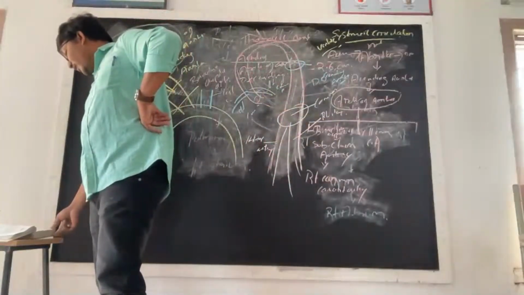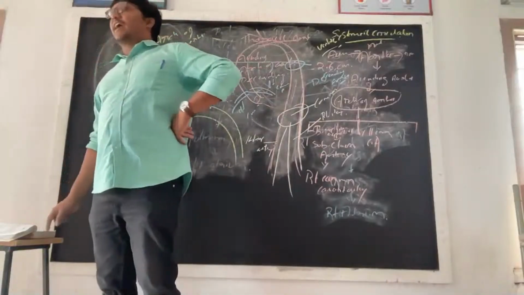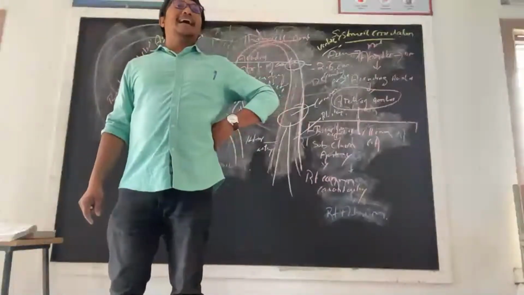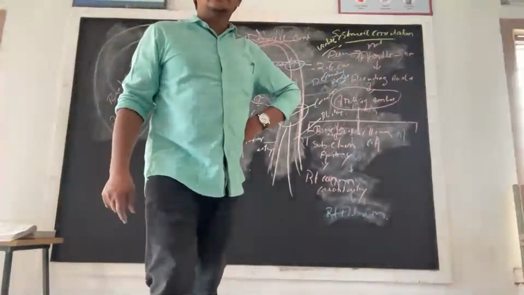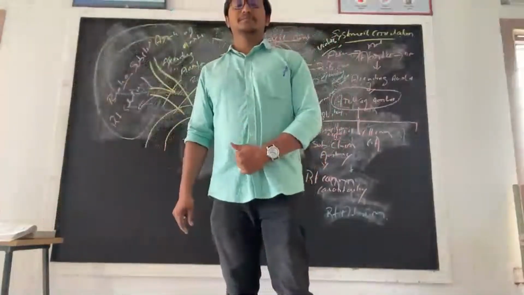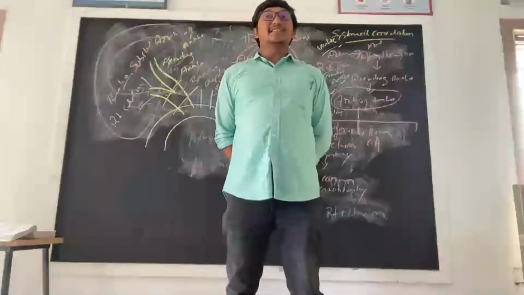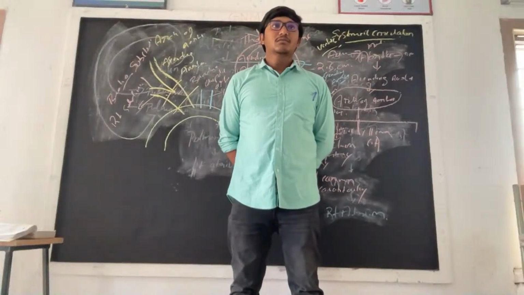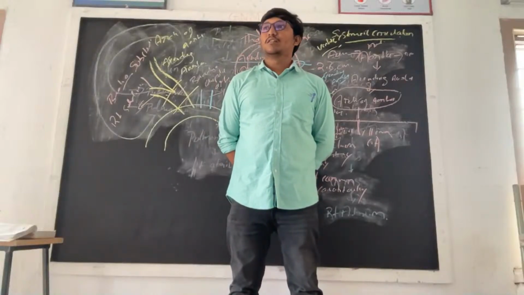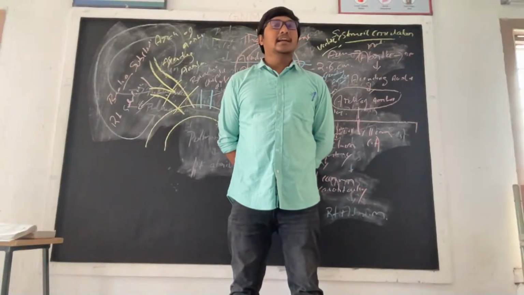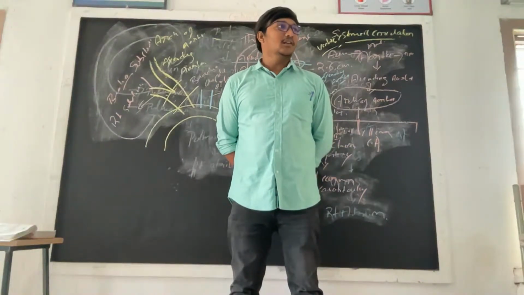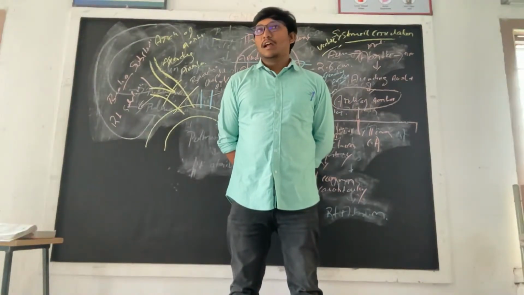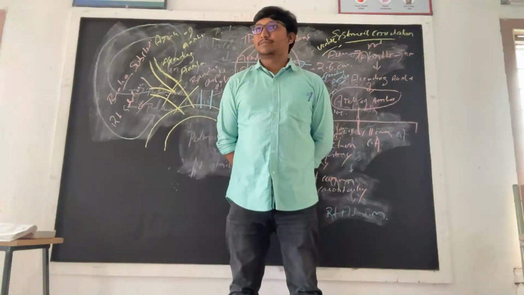Next, it runs parallel to the inferior vena cava. What is this inferior vena cava? What is its function? It carries blood from the lower part of the body, which includes the abdomen and some part of the thoracic region. Yes or no?